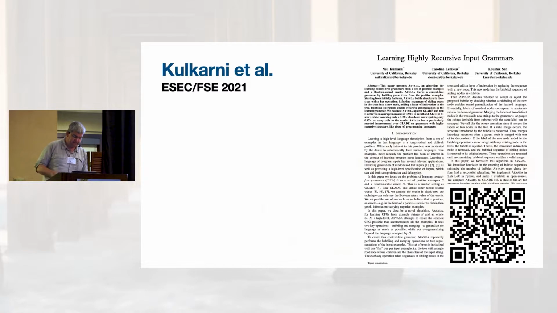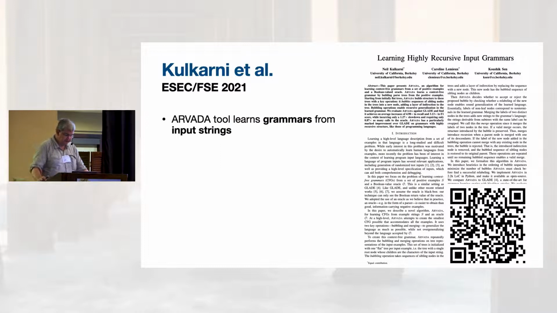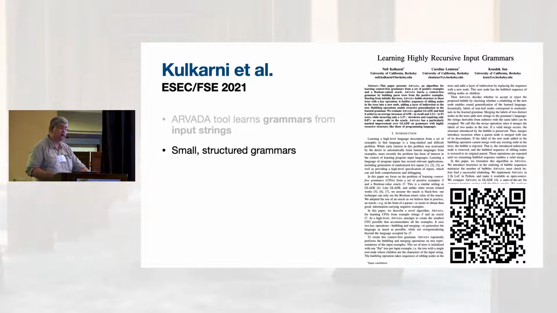Then in 2021, a miracle happened because a group of researchers from Berkeley, that's Kulkarni, Lemieux, and Koushik Sen, who's actually also in the room, also did an algorithm that would go and learn grammar from input strings. That's the Arvada tool. This, in contrast to GLADE, would produce small and structured grammars.